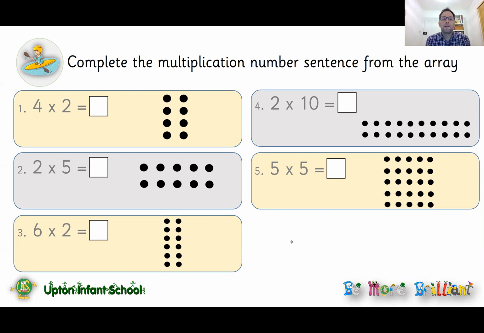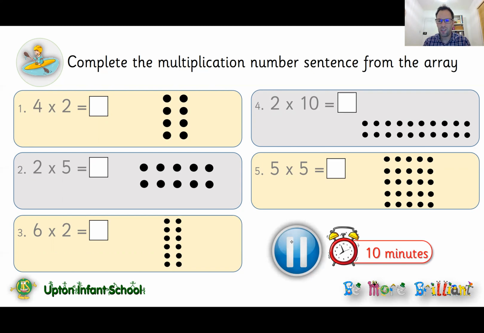So task number 1 with our little canoeing chap. It says complete the multiplication number sentence from the arrays. So there are some pictures there of arrays, those pictures of dots and the number sentence. You've got to use those to help you to work out what the answer is. If you would like to complete this task, pause the video here. It should take you no more than 10 minutes.